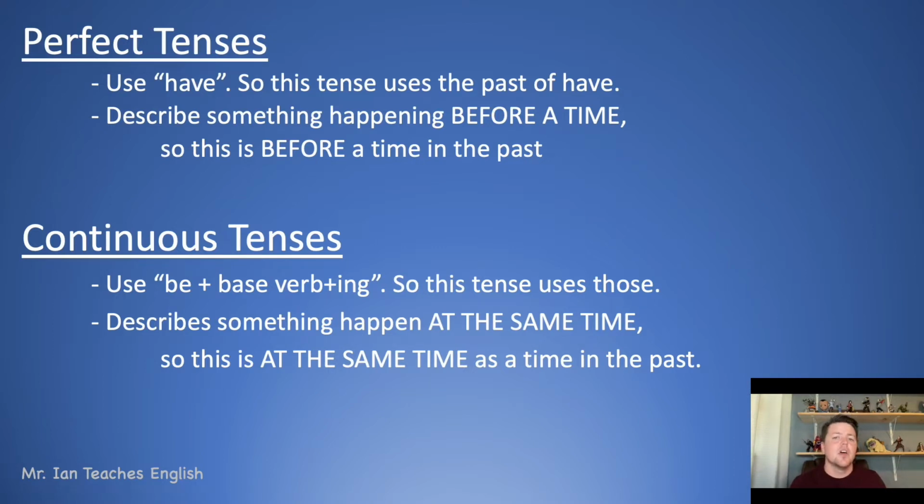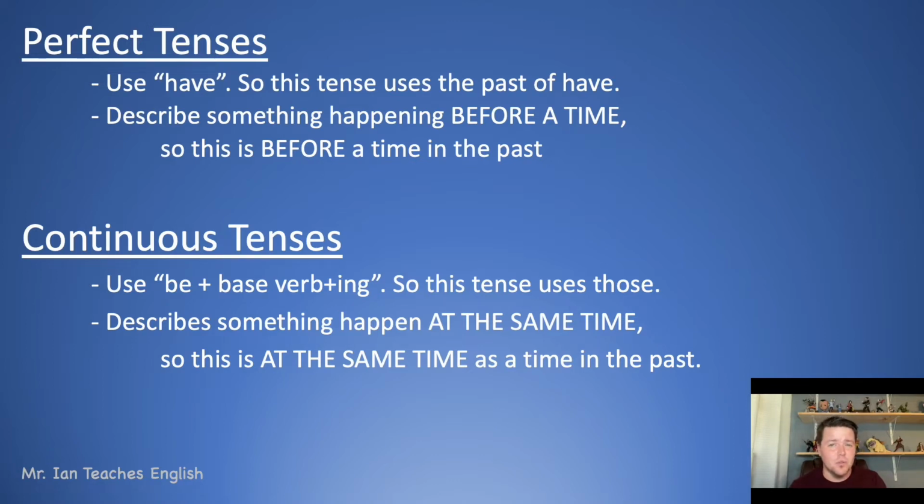Continuous tenses also have a pattern. Continuous tenses use be and then the base verb with ing. This tense does the same. Continuous tenses also describe things happening at the same time. So this also does that. An action that's happening at the same time as something else in the past. So this verb tense does both. It tells us something that happened before a time in the past and at the same time as something in the past. So what it does is it does both.